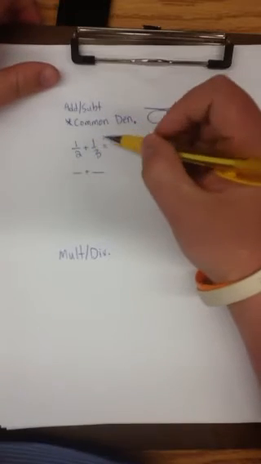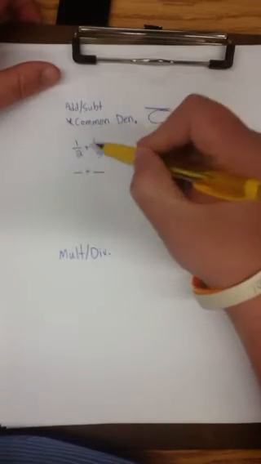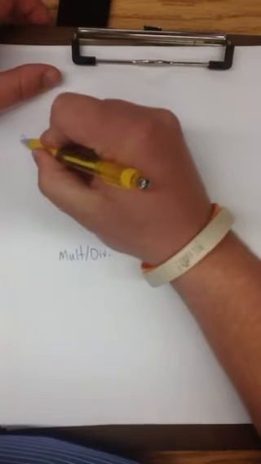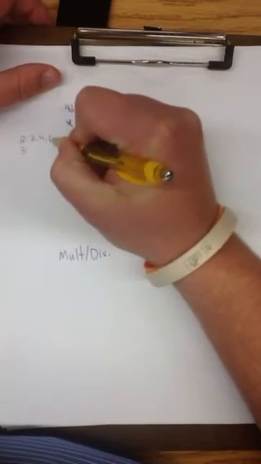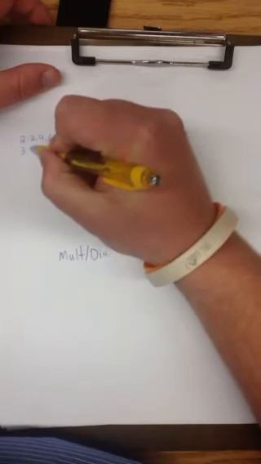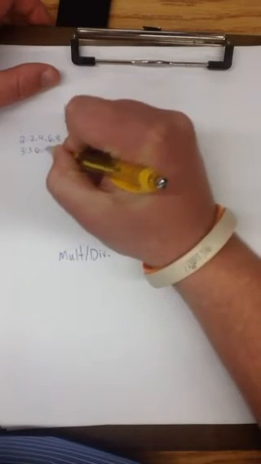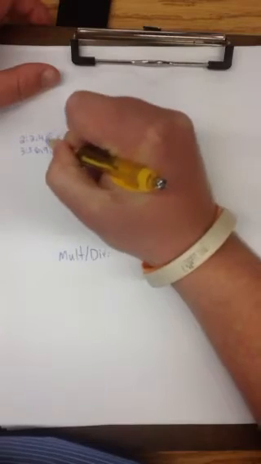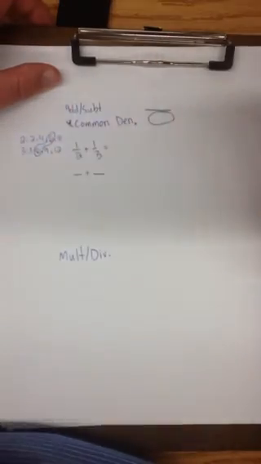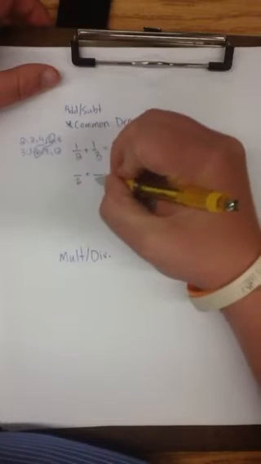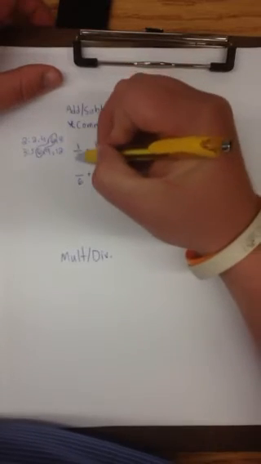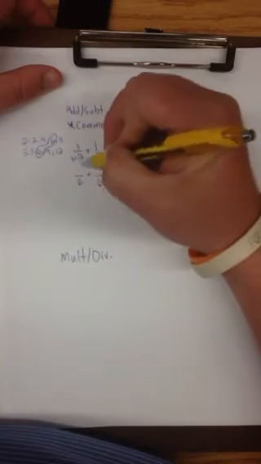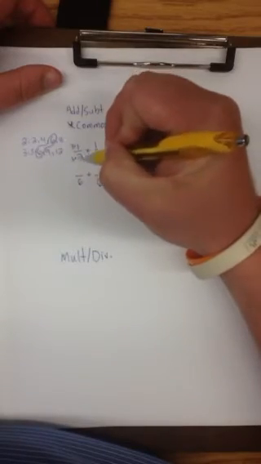We need to find multiples of 2 and multiples of 3 to make common denominators. So we have 2, 4, 6, 8, and 3, 6, 9, 12. As you see, 6 would be the lowest common denominator, so we can use 6 and 6. Now, what you do to the denominator, you have to do to the numerator. We have to multiply this by 3 to get to 6, so I have to multiply this by 3.